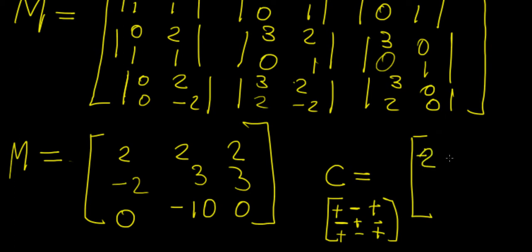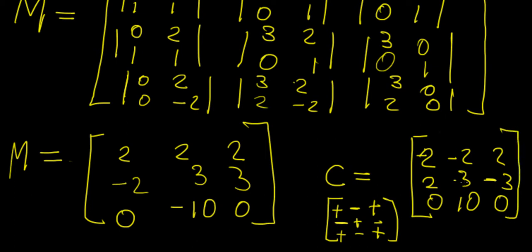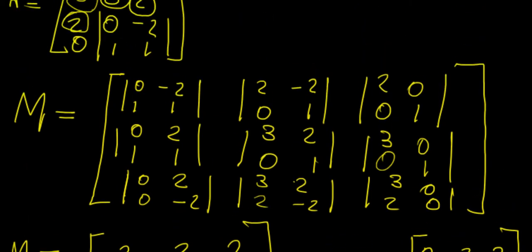So basically this is going to lead to the following cofactor matrix, which is going to be 2, minus 2, 2, it's going to be 2, 3, minus 3, and the last row is going to be 0, 10, and 0 again. So that's going to be our cofactor matrix. And now that we have this, in order to calculate the inverse, we're going to have to transpose this matrix. So I'm just going to do that here at the top.